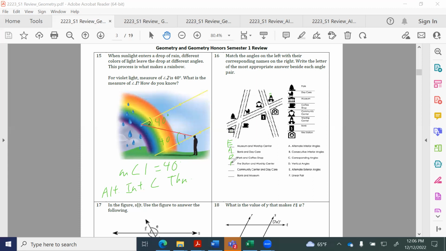Community center and daycare. I forgot what the community center looks like again. Community center, this one, and the daycare, they're on the same side of the transversal and inside, so they are same side interior, also known as consecutive interior. Remember, consecutive interior is also known as same side interior. And then bank and museum, they're in the same position, so those are corresponding angles, which is C.